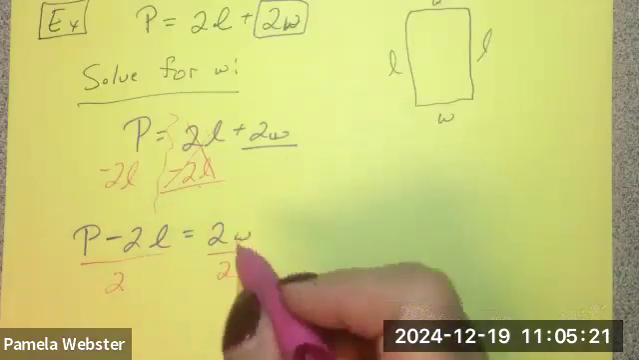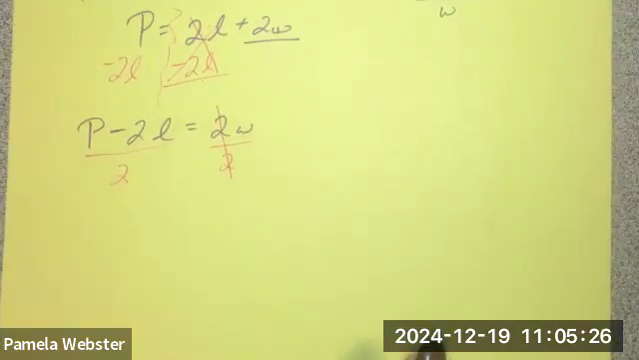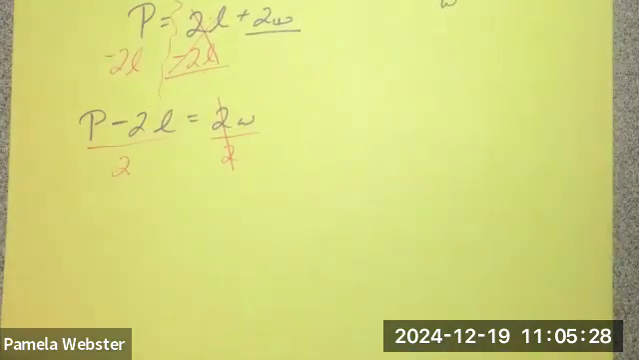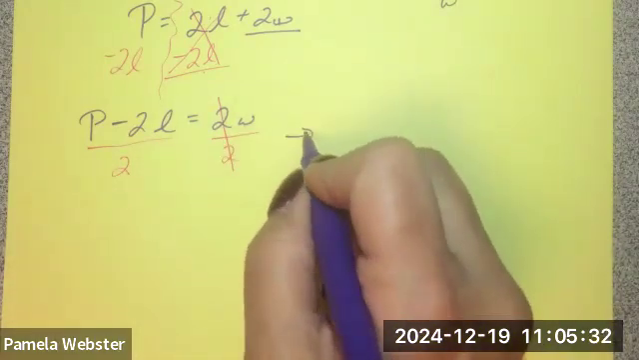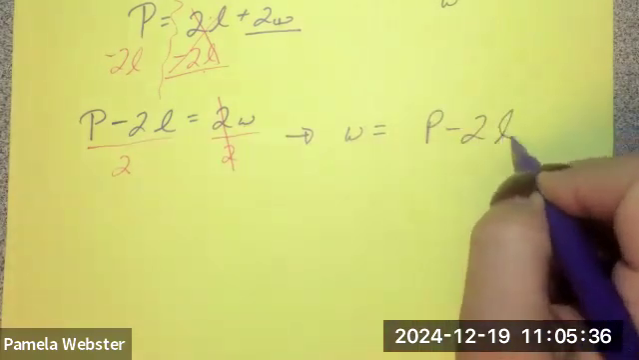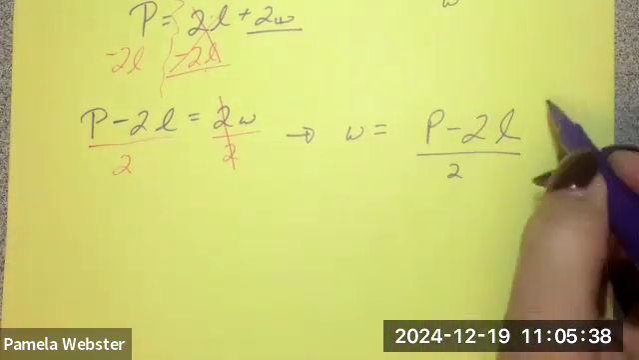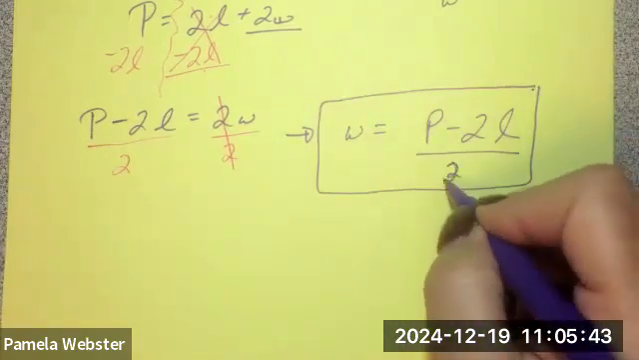Okay, this is going to sit here for a second, but we know the 2 divided by the 2 goes away. That's a 1. And so I have at this point, and let me rearrange this just slightly so that the W is on the left. W equals P minus 2L over 2. All right. For my purposes, I'm happy with that. I can leave that alone.